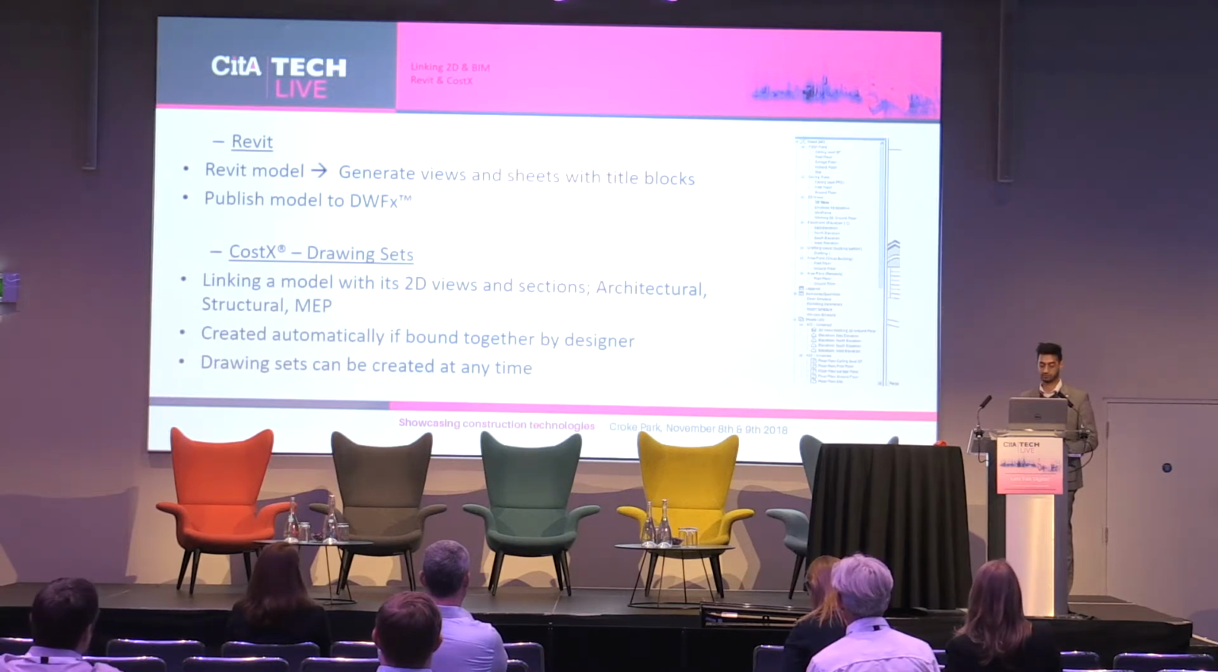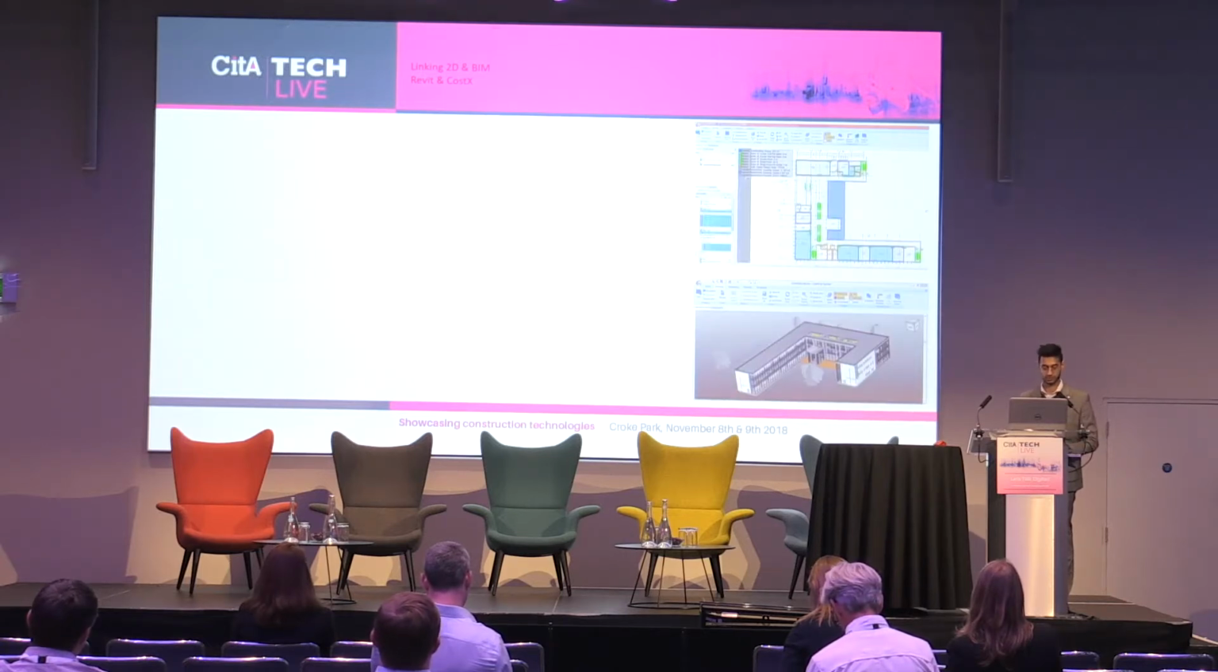I don't want to go into too much detail with Revit, but in Costex, if I have an architectural model with the 2D sheets, I can bind them together automatically or separately. These are called drawing sets. So I'd have an architectural drawing set, a structural drawing set, and a mechanical, electrical and plumbing drawing set, for example. You'll see when I open Costex.